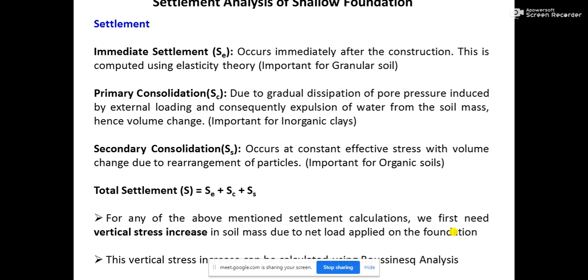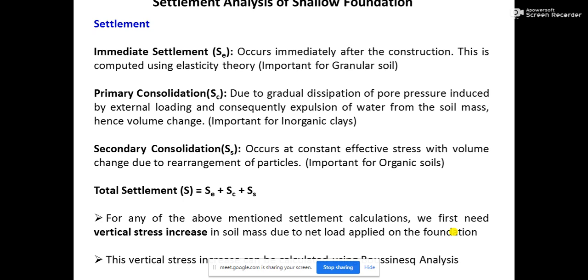So if we just neglect the secondary consolidation part, then you need to know at least the immediate settlement and primary consolidation settlement. Okay, so the primary consolidation settlement, how to calculate that, the mathematics behind it and how to find it out, we have discussed earlier, and we will now discuss the same thing again from the codal perspective. That means what our Indian Standard Code IS 8009 is saying about primary consolidation, that also we will discuss.